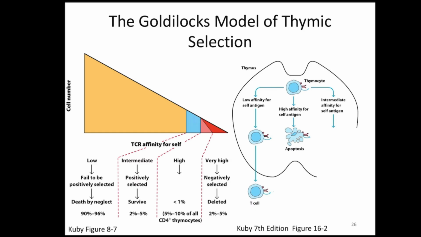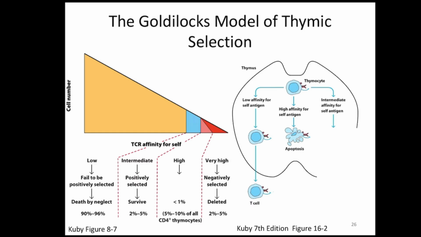So I told you that with B cells and B cell development, we have this problem. And the problem is that every antigen is not present in the bone marrow. So we can't test developing B cells against every antigen. It turns out the thymus is special.